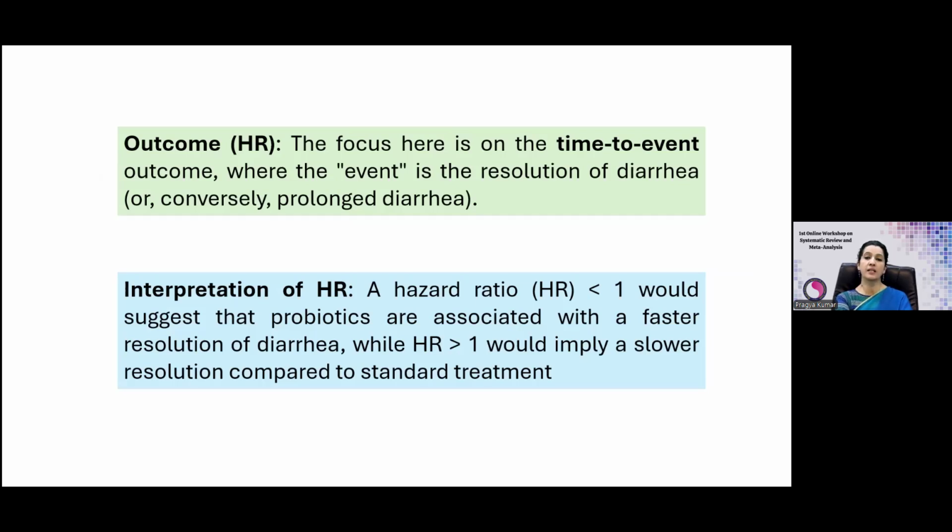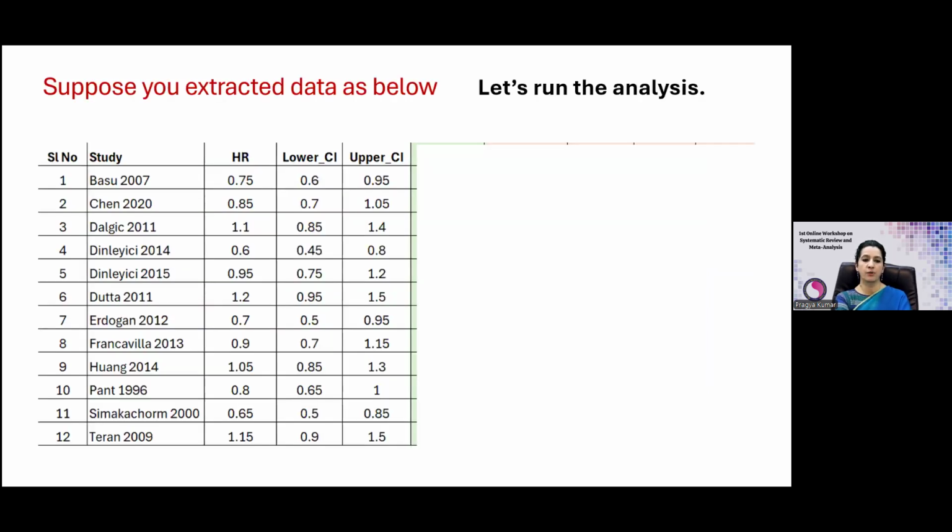So how will I interpret the hazard ratio? If it is less than 1, I will say that the probiotic is associated with faster resolution of diarrhea. And if it is more than 1, then I'll say that the standard treatment is better. Again, this data we have created.